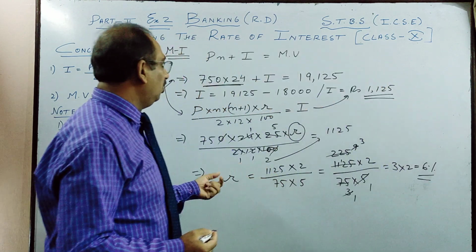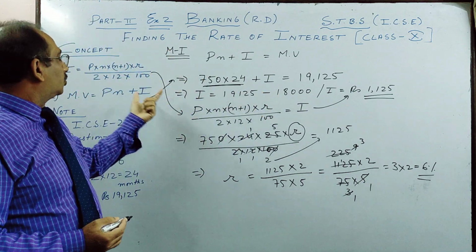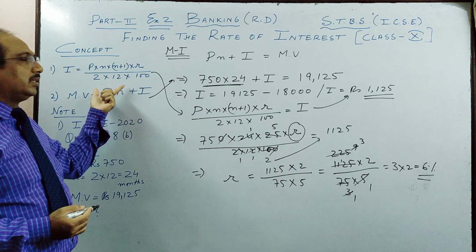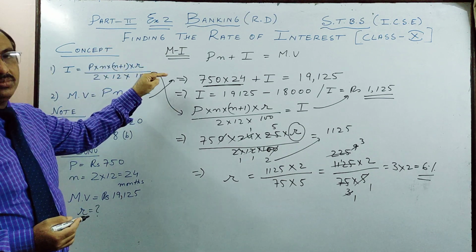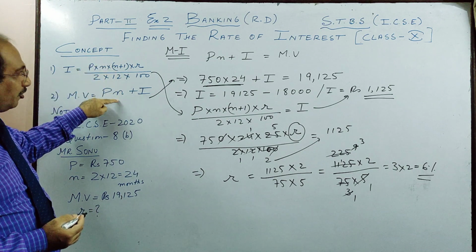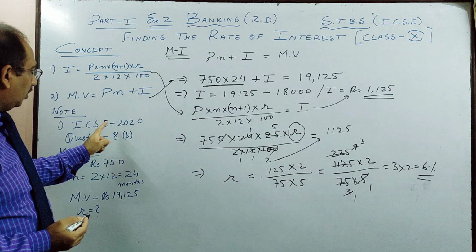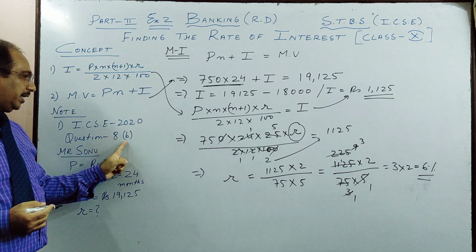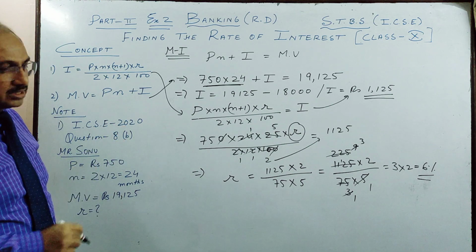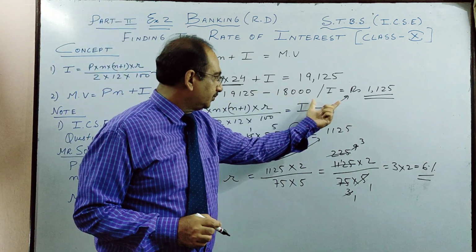Once more, we first get the interest. This is method 1. Here I use formula 2 and then formula 1. Next, some children, I'll show you, I will use formula 1, then formula 2. So another ICSE question I'll take. This was 2020 question 8B of this year's ICSE 2020. So we get I, we substitute.